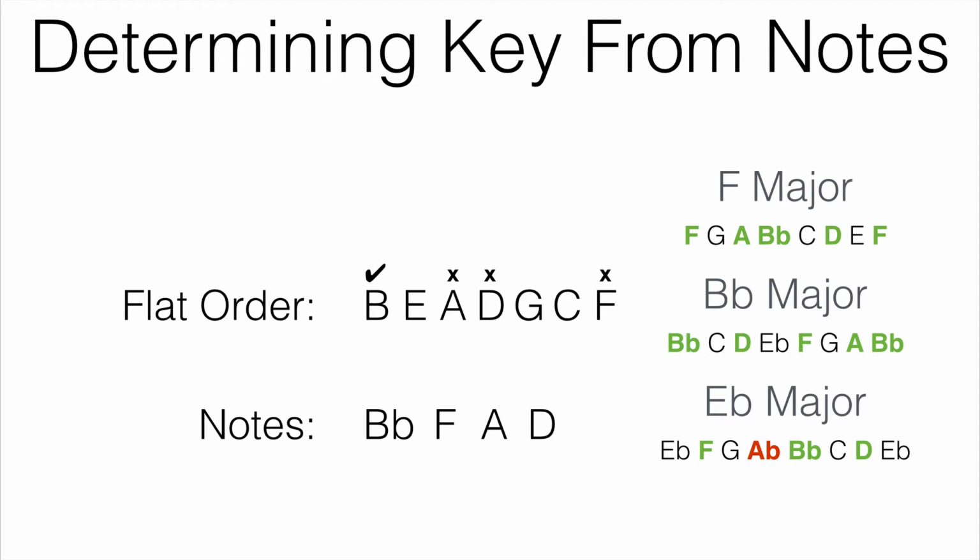In the next example, we're going to take a look at a list that has both sharps and flats using enharmonic equivalent notes.